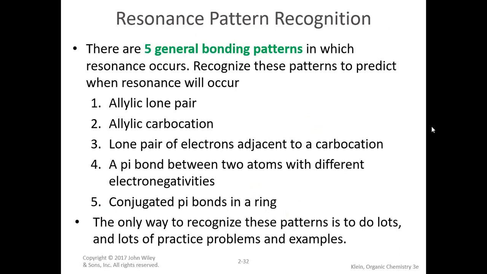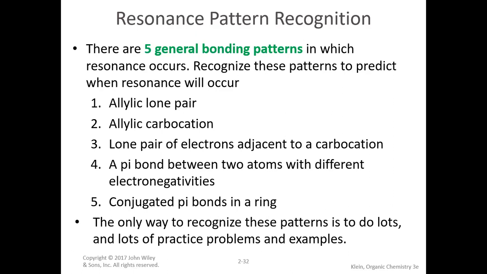So here's where we're coming up to. This is our resonance pattern recognition. There are 5 general bonding patterns in which resonance occurs. If you can recognize these patterns, you can predict whether or not resonance will occur. You may not know what all of these terms are, but I believe we go through them on the next few slides.